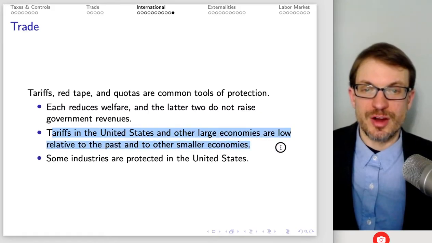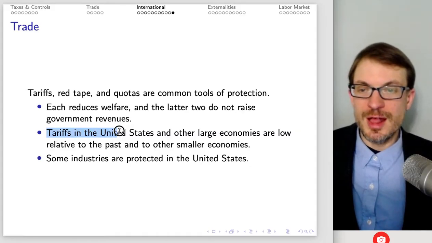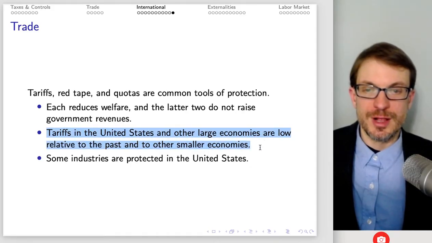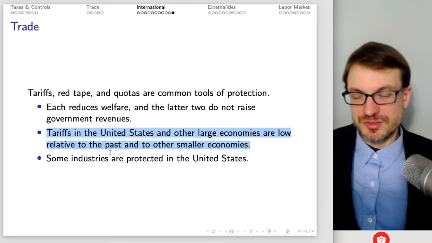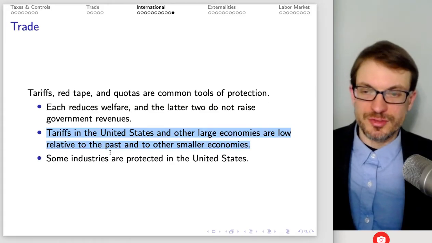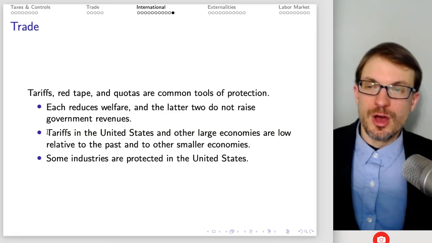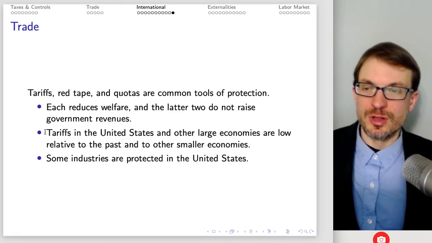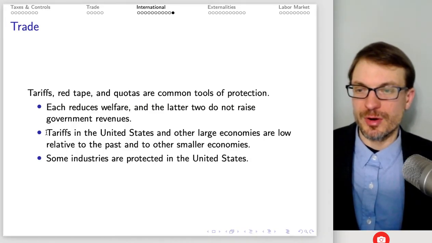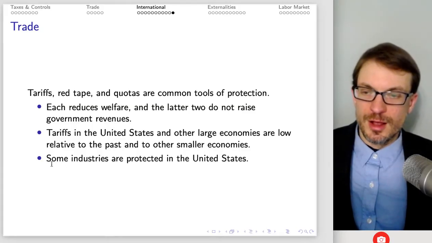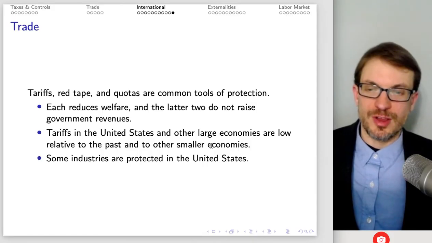Tariffs in the U.S. and other large economies are low relative to the past and to small economies. So the tariff situation, even more recently in the U.S., where there's been tariffs on steel and different sorts of products, this has still been small by historical comparisons. Wolfers has, so you could Google Wolfers, New York Times, and tariffs, and you'll come up with a couple of articles that he's written about it, kind of looking at the data. It's interesting. All right, so some industries are protected in the U.S., some by tariffs and other sorts of things.